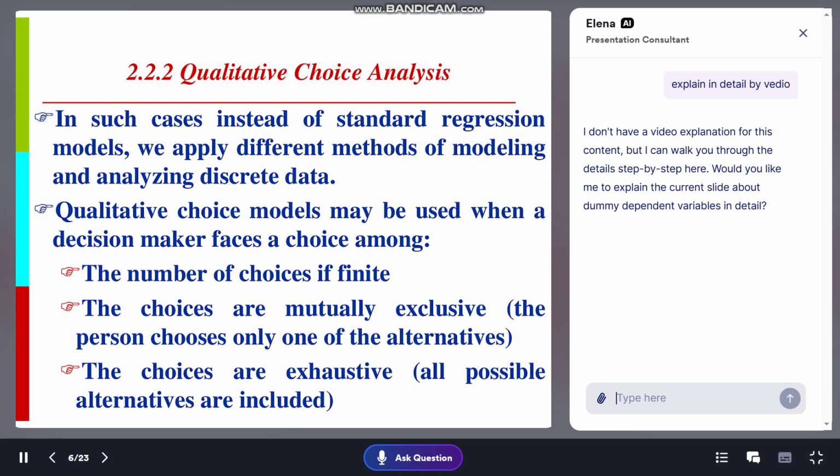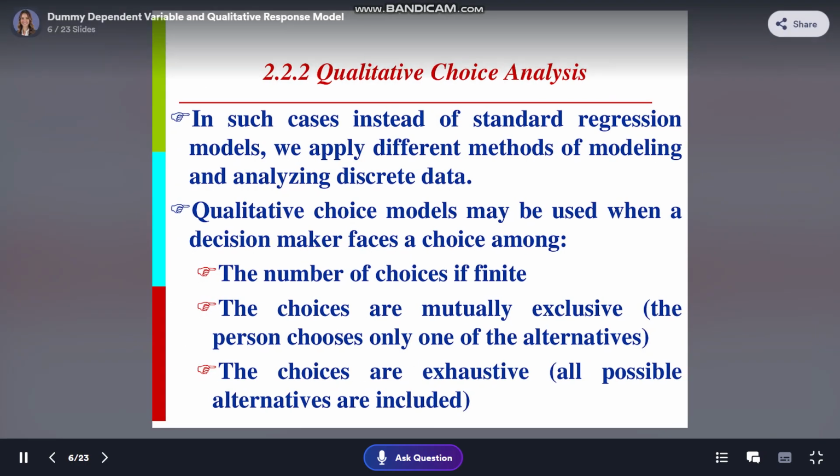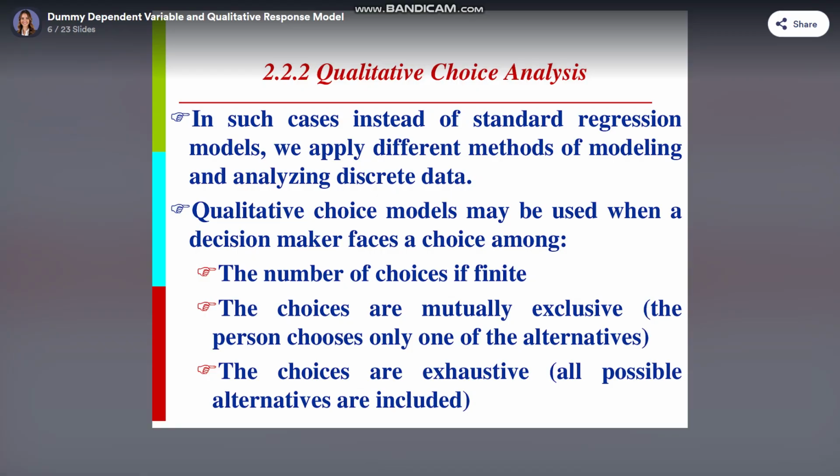When analyzing such discrete data, standard regression models don't suffice. Instead, we use qualitative choice models, which apply when a decision maker faces a finite number of mutually exclusive and exhaustive choices. This means the person selects only one option from all possible alternatives.